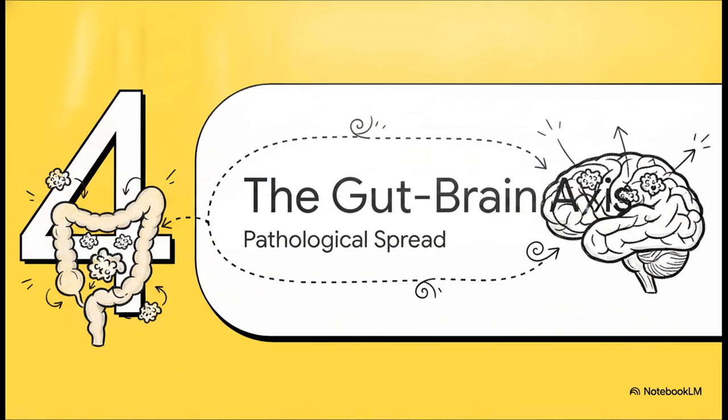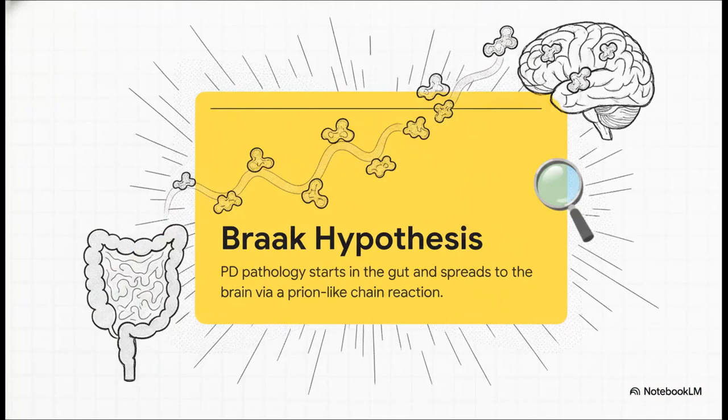Now for Section 4, the gut-brain axis. We know what the Lewy bodies are, but where do they actually come from? Let's explore a really fascinating theory about how this pathology spreads. This right here is one of the most cutting-edge concepts in neurology today, the Braak staging hypothesis. Basically, the Braak hypothesis suggests that this misfolded alpha-synuclein acts almost like a prion.